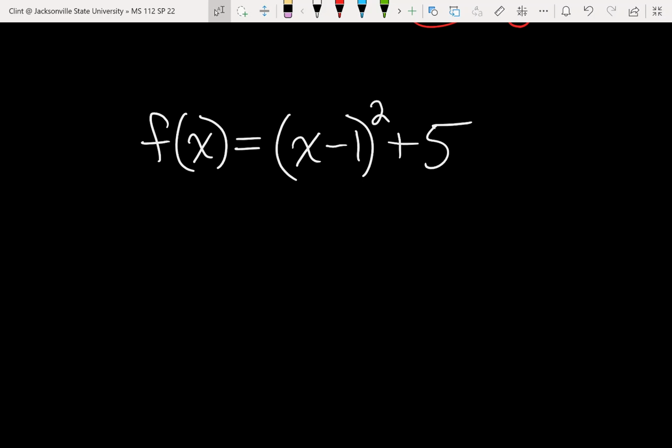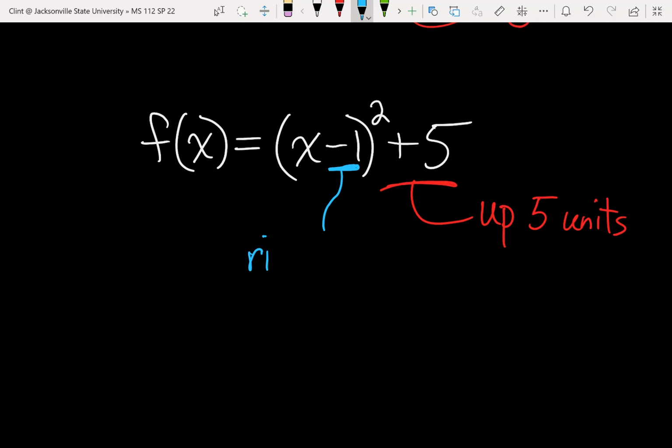On this one, we have a vertical and a horizontal shift. I usually like to start with the vertical shift just because they're easy to pick out because they're outside of everything else. So here we've done +5, so that means we would start with the graph of x squared, our basic function, and we would move the graph up 5 units. And then we've got a horizontal shift in here. So since it's -1, which way would we go? We would go to the right 1 unit, yeah.